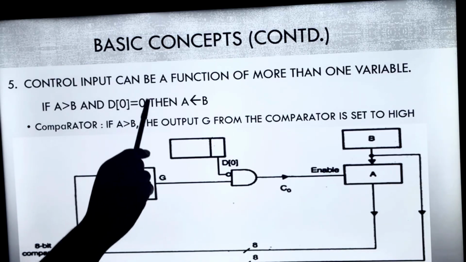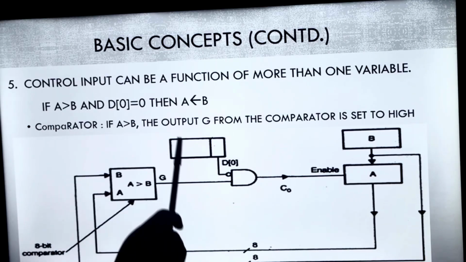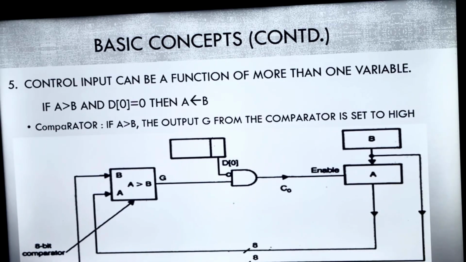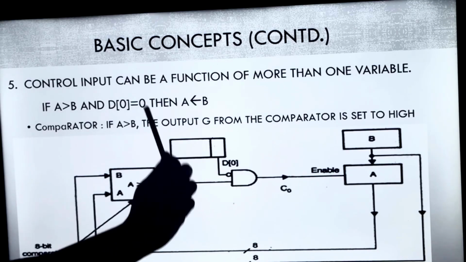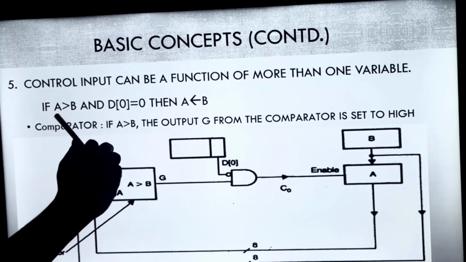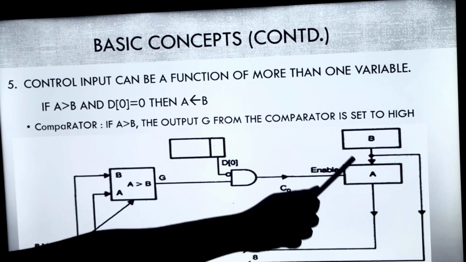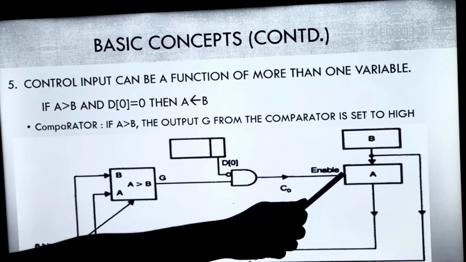Now I will come back to this condition statement. Whenever you get this kind of question, first you draw the then part, then you come for the if part. The then part is B to A, so B to A I have written. I have an if condition, so the enable line is there.